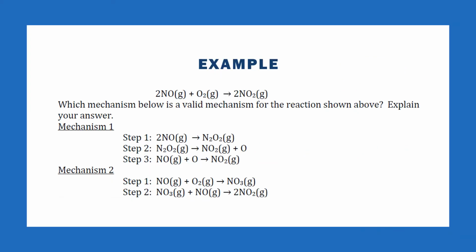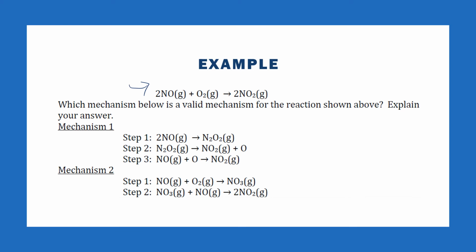Okay, so here's another example using nitrogen. So it says, which mechanism below is a valid mechanism for the reaction shown above, and explain your answer. The first thing you want to do is check to make sure both of those mechanisms add up to this correct overall reaction. So in the previous examples, I went ahead and showed how I would put all of the reactants on one side and all the products on the other side.